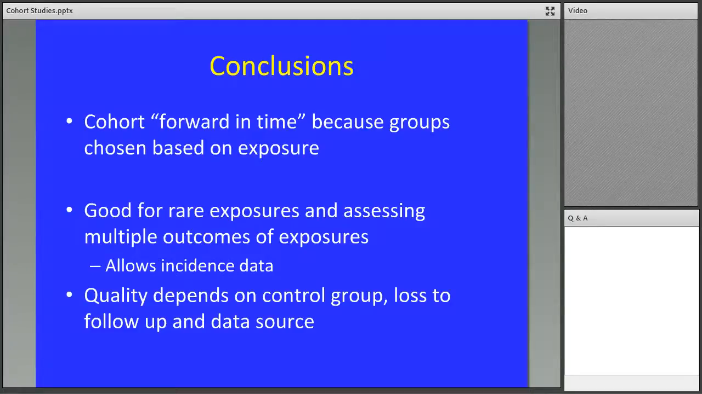All right, so conclusions. Key things to remember, and then we're going to have a discussion about the examples and any questions that people come up with. A cohort is moving forward in time because groups are chosen based on exposure. Rare exposures are the best for cohort studies, and you can assess multiple outcomes on that one exposure, and it allows you to get incidence data. And the quality depends on the control group, loss to follow-up, and your data source.